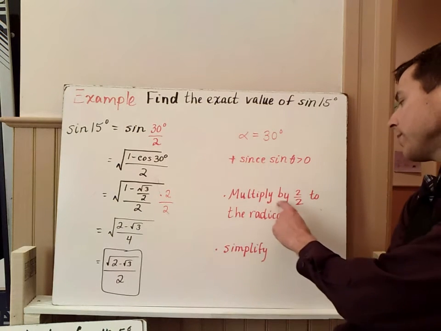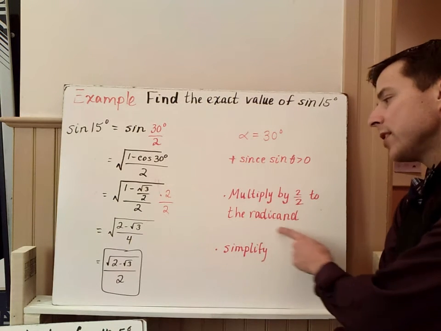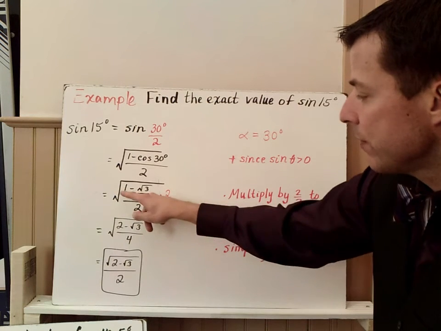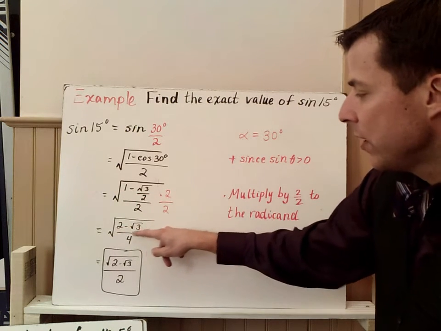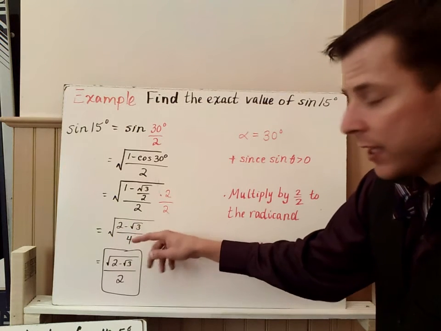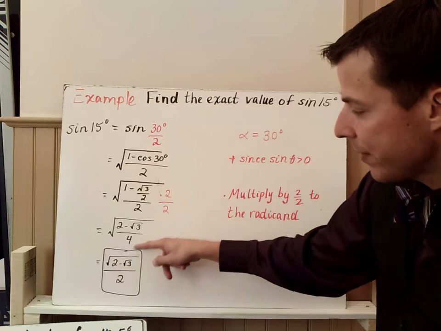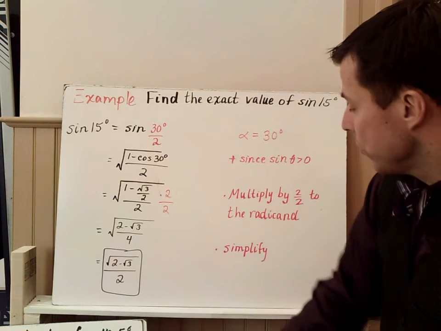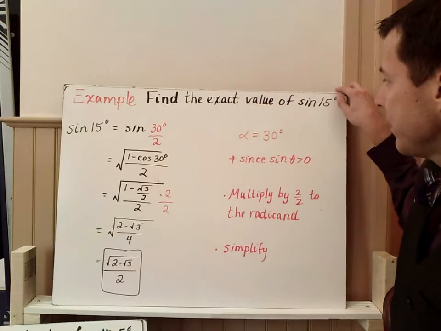Okay, we're going to multiply by 2 over 2 to the radicand, and we did that in the last example. We're going to do that here. So we simplify, so you get 2 minus root 3, all divided by 4. Okay, and so when you clean that up and you take the square root of the numerator and denominator, you get the square root of 2 minus root 3 all over 2. Okay, so that's our second example.